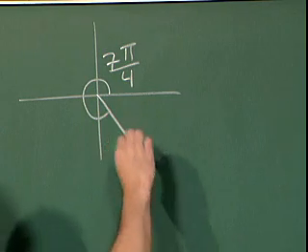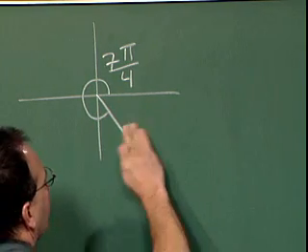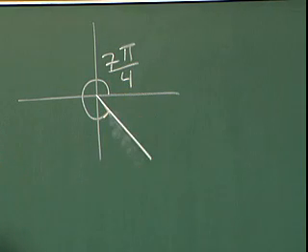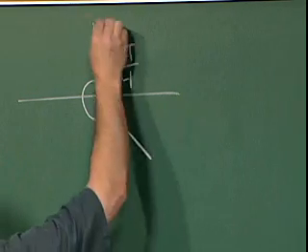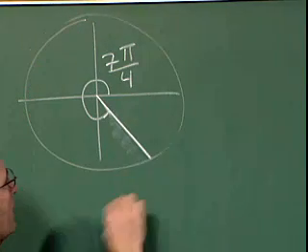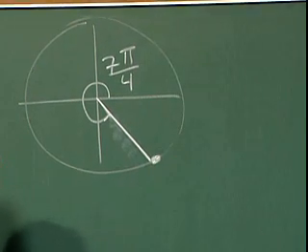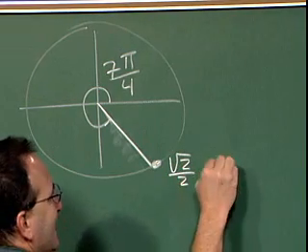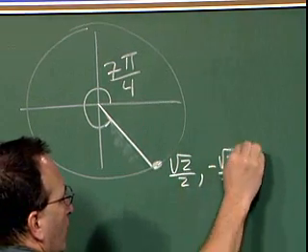And actually, it's a little bit further along. Let me redraw that. It should be smack dab in the middle there. And what I know is if I would draw the unit circle on here, that this point would be square root of 2 over 2, comma, negative square root of 2 over 2.